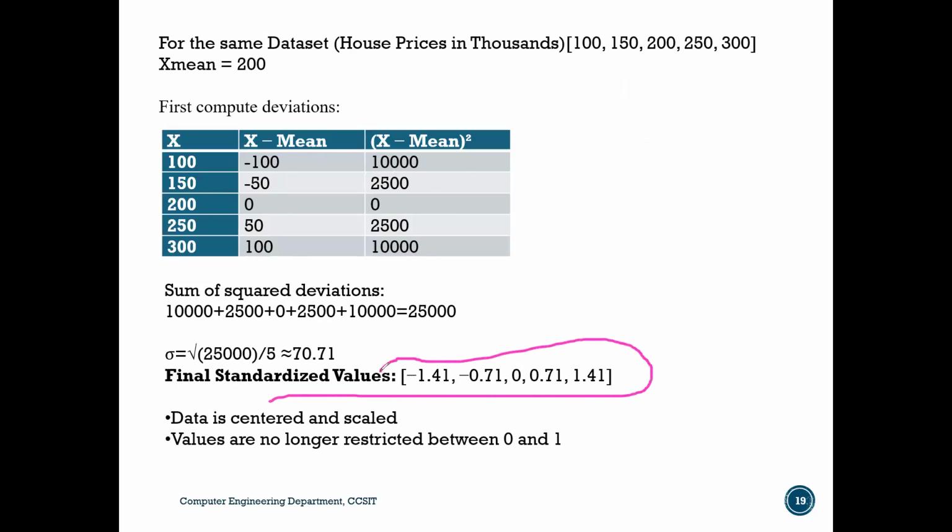So now what are you observing here? The data is centered and scaled. Look, it is centered at this point. The values are negative here, positive here, negative here, positive here, like this. Values are no longer restricted between 0 and 1. And here you can also say that it is not very sensitive to the outlier. If there is an outlier and we are not able to handle it, then we can use this type of technique, because it is not very sensitive to the outlier. So we can use this technique in that case.